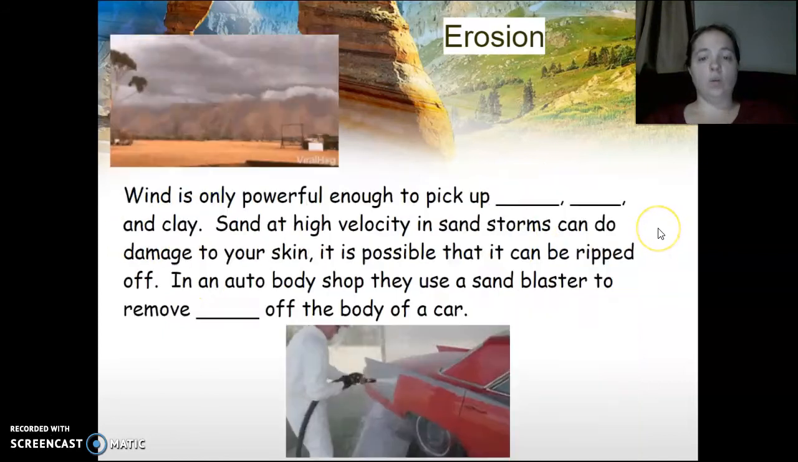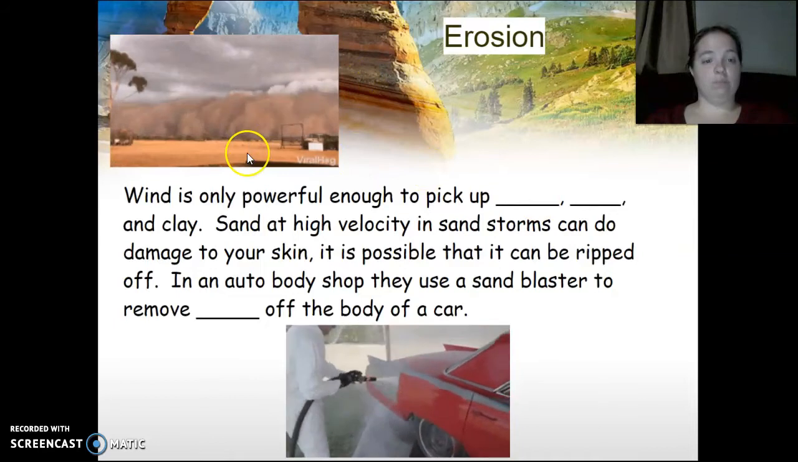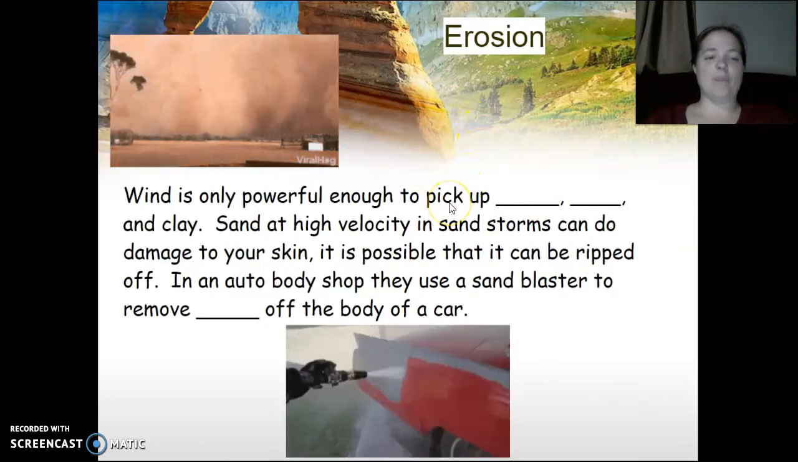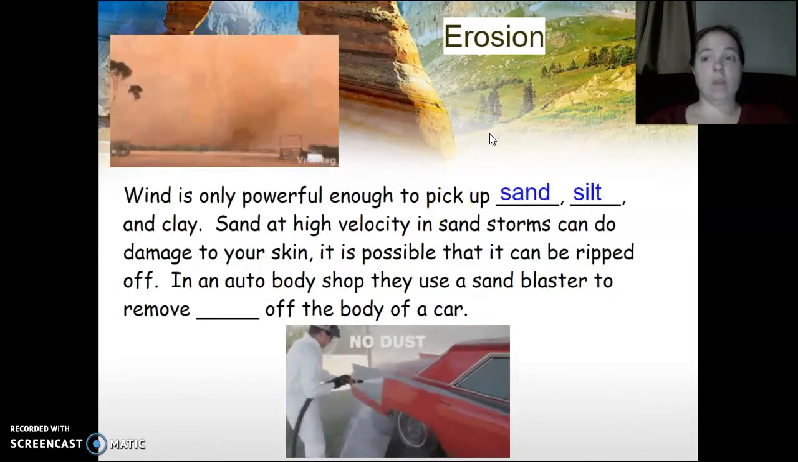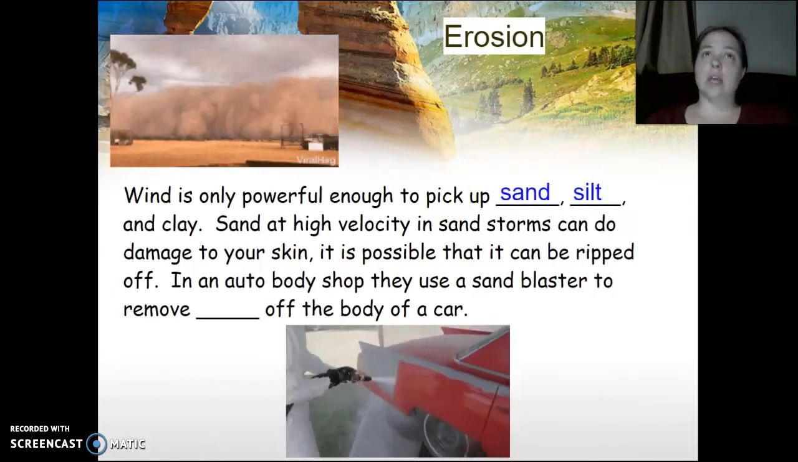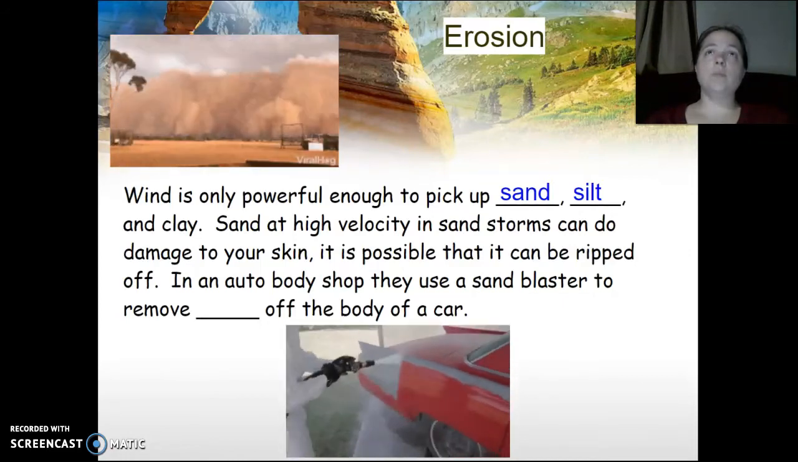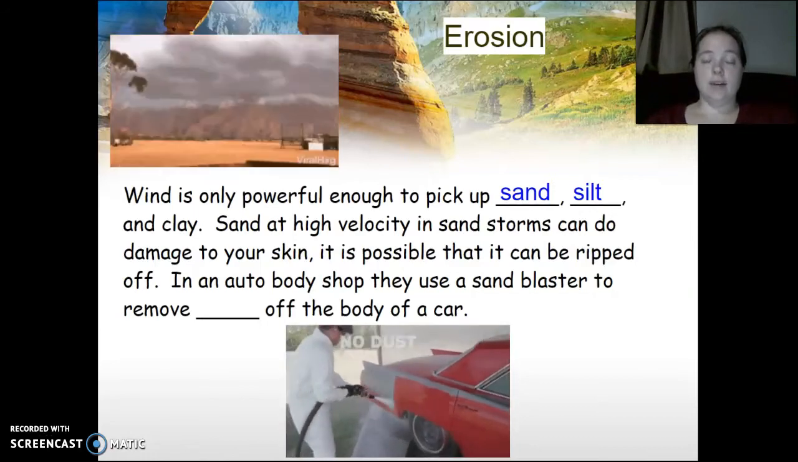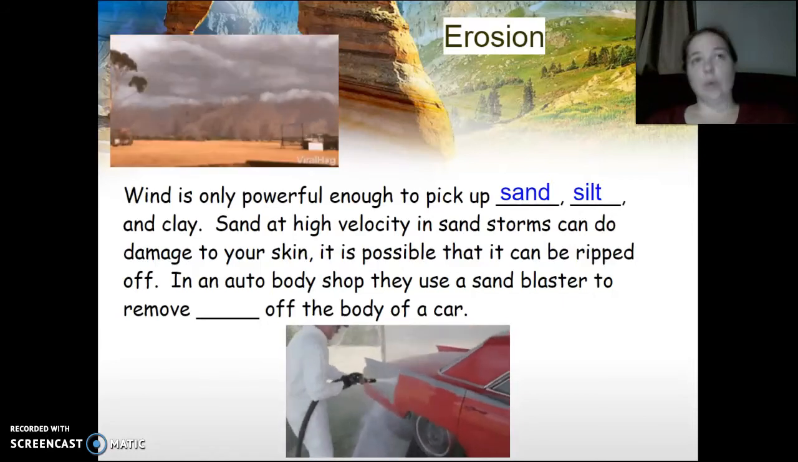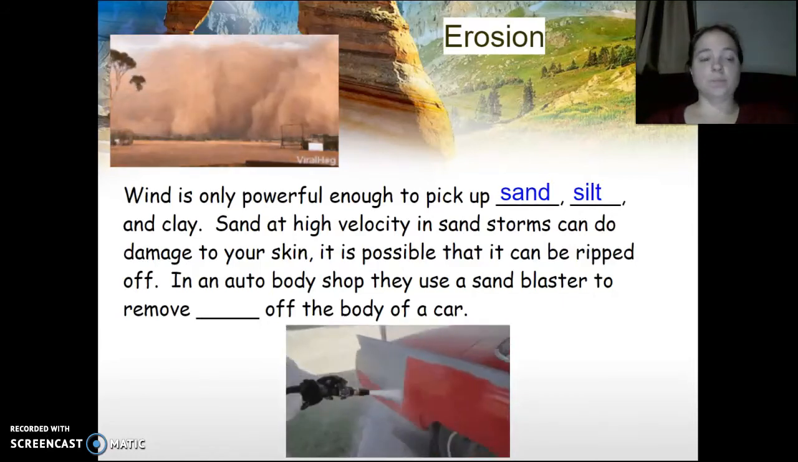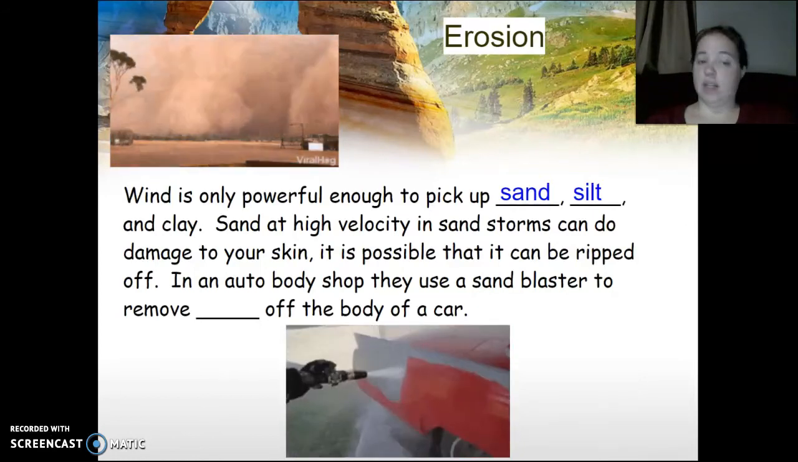All right, so erosion, wind. So we're going to look at wind. Wind is only powerful enough to pick up sand, silt, and clay. These are small particles. You can see this in your reference table on page 6. It's that weird stream velocity chart, which we will get to on Thursday. So wind is only powerful enough to pick up sand, silt, and clay.